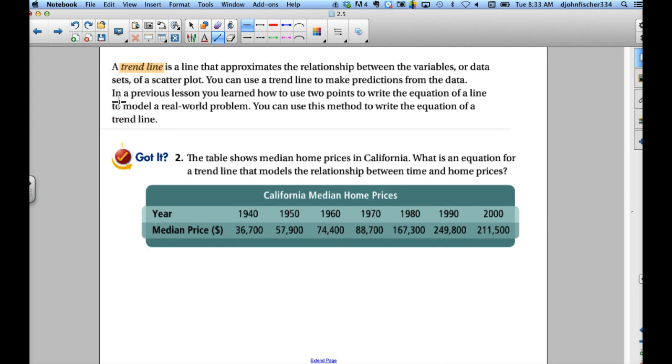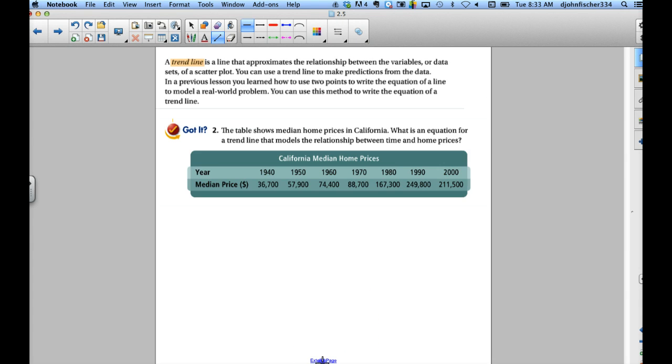Now a trend line is a line that approximates the relationship between the variables or data sets of a scatter plot. You can use a trend line to make predictions from the data. In the previous lesson, you learned how to use 2 points to write an equation of a line to model a real-world problem. You can use this model to write an equation of a trend line. So on here it says the table shows the median home prices in California. What is the equation for a trend line that models the relationship between the time and home prices?